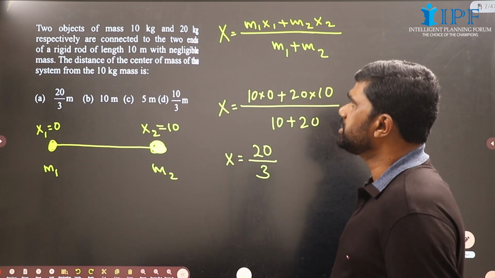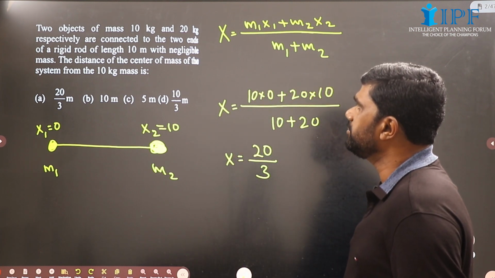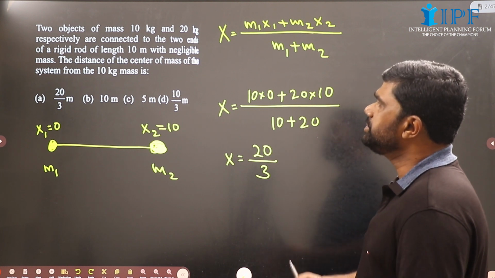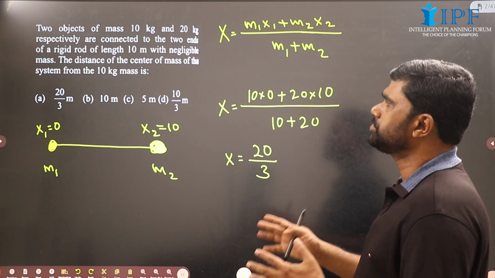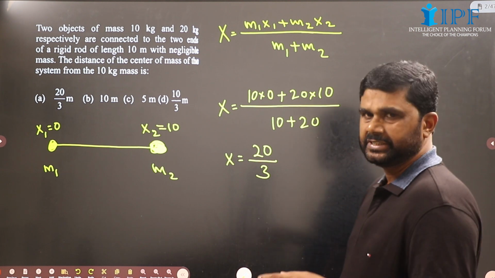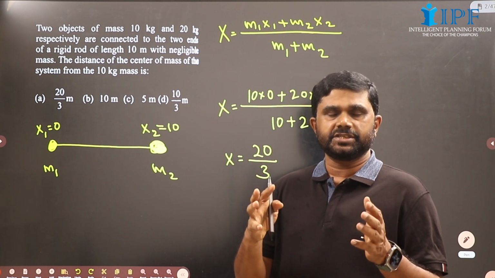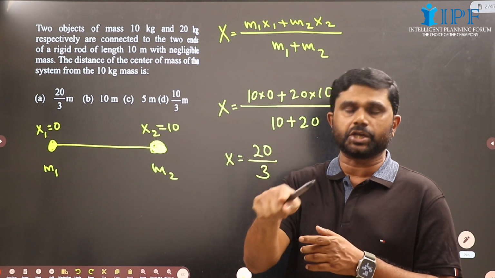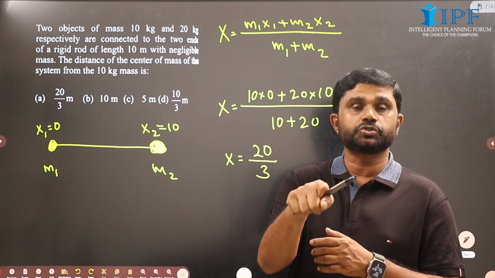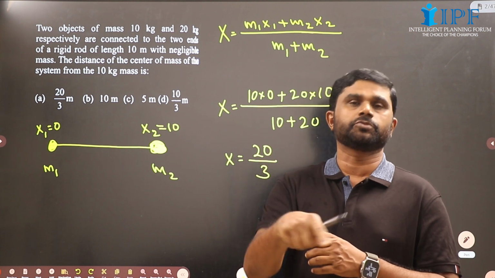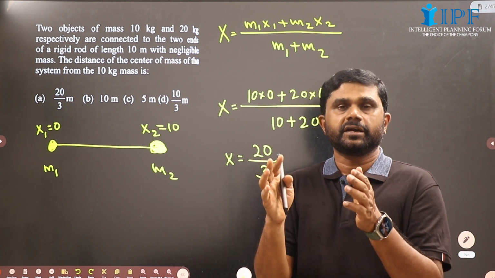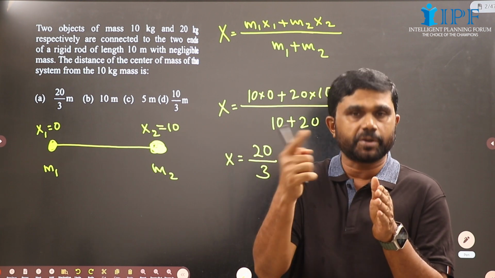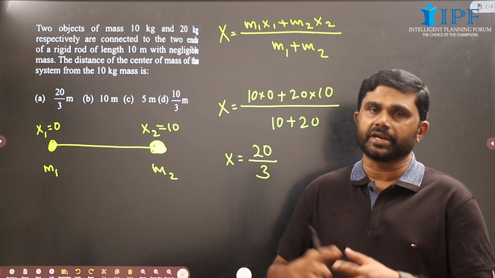Two objects of masses 10 kg and 20 kg respectively are connected to the two ends of a rigid rod of length 10 meter with negligible mass. The distance of the center of mass of the system from the 10 kg mass is? The easiest way to find this is to choose the position of the 10 kg mass as the origin. Then the x-coordinate of the center of mass will be the distance from the origin, that is, the distance from the 10 kg mass.